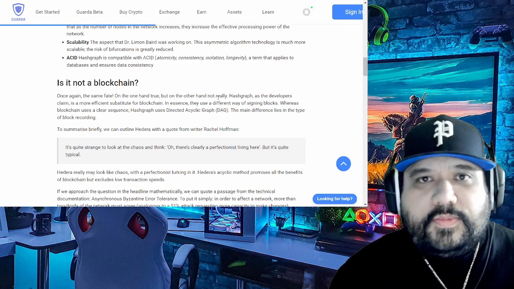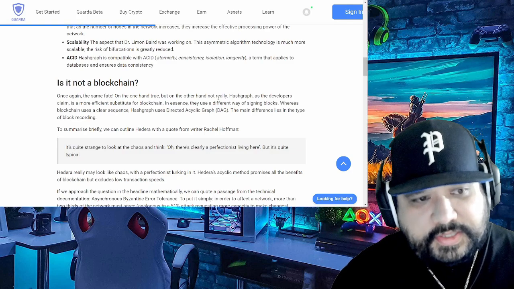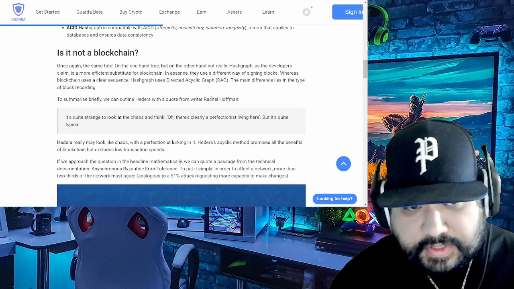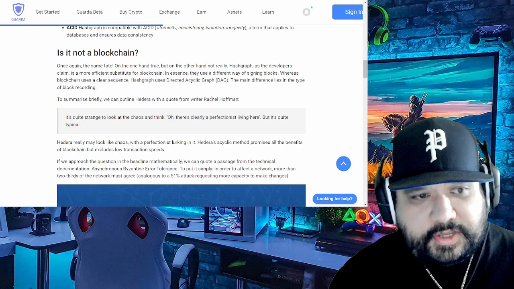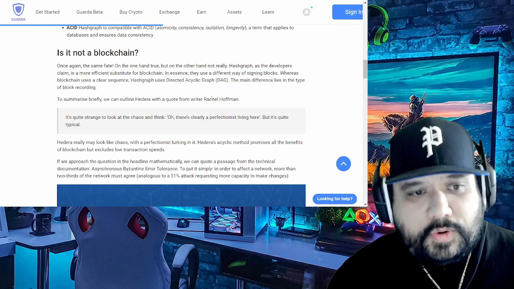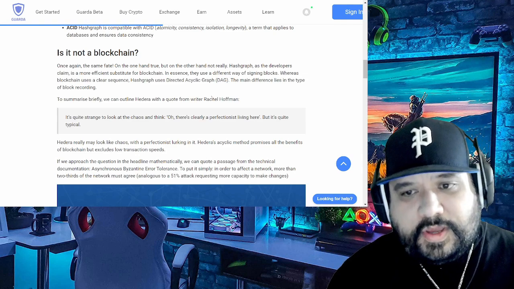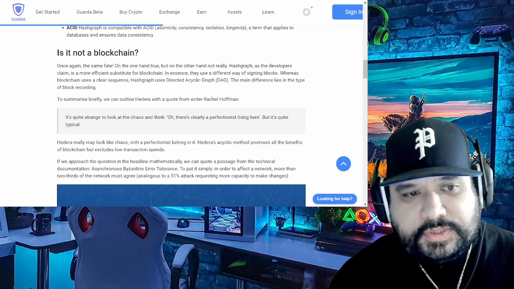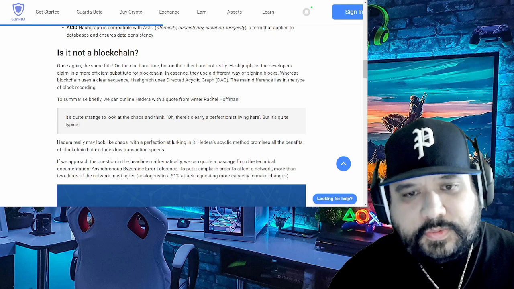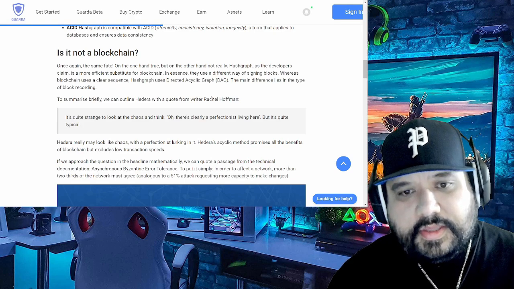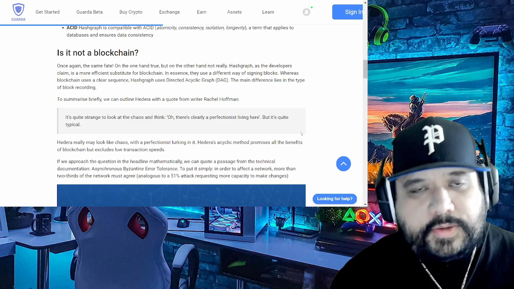Now, here's the thing. When it comes to Hedera's Hashgraph, it isn't technically a blockchain. Hear me out. Like it says, it is not a blockchain. Once again, same fate. On the one hand, true, but on the other hand, not really. Hashgraph, as the developers claim, is a more efficient substitute for blockchain. In essence, they use a different way of signing blocks, whereas blockchain uses a clear sequence. Hashgraph uses a directed acyclic graph, which is DAG. The main difference lies in the type of block recording.